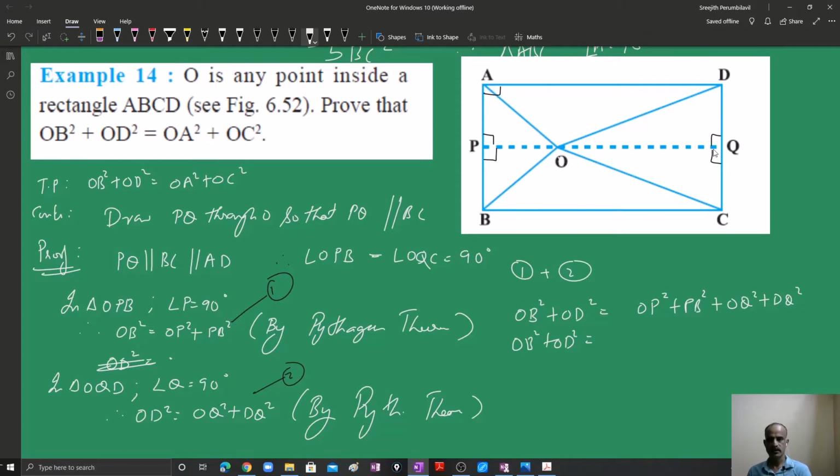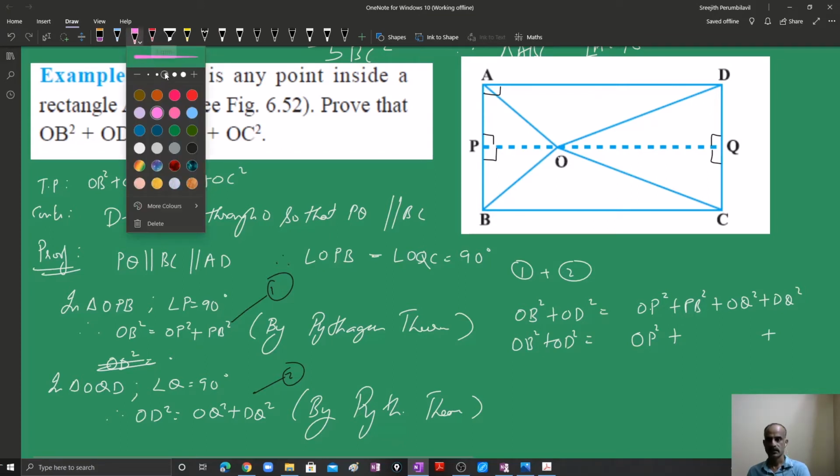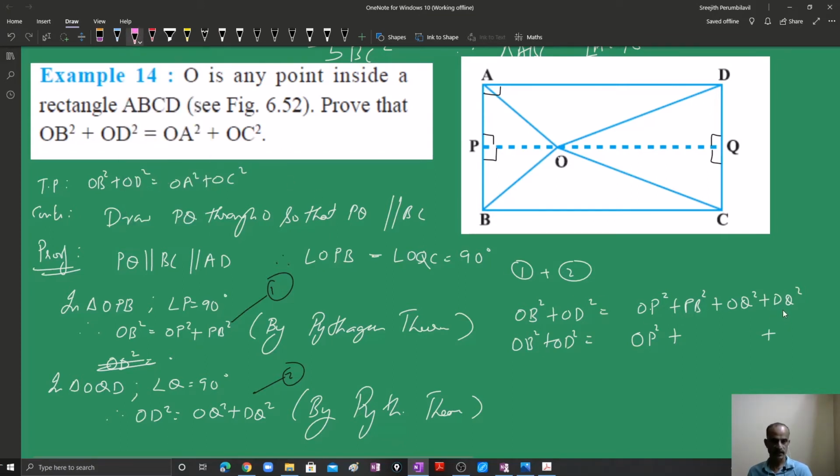OA is not anywhere related with this. On this side we have OP square. In order to get OP square, if I add AP square, I get... but AP is not there. So what we do is OP square plus, this DQ is changed as DQ, which is the same as AP square.